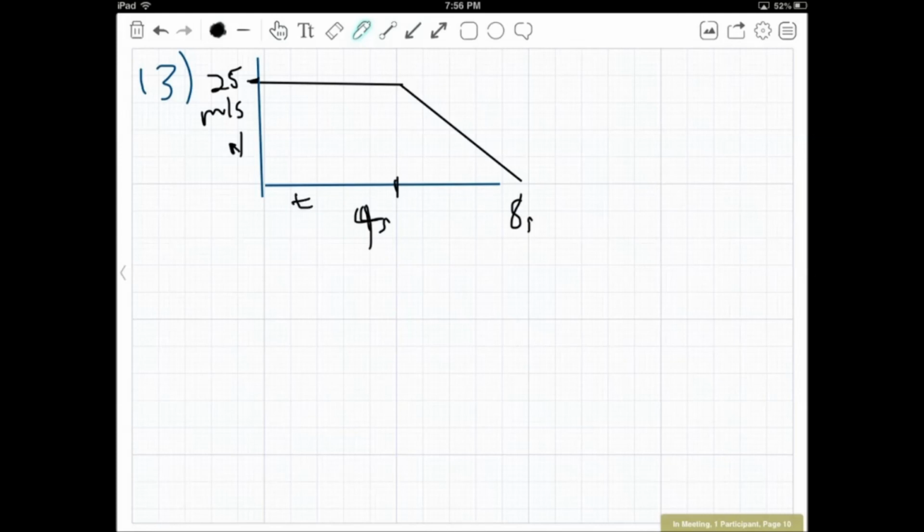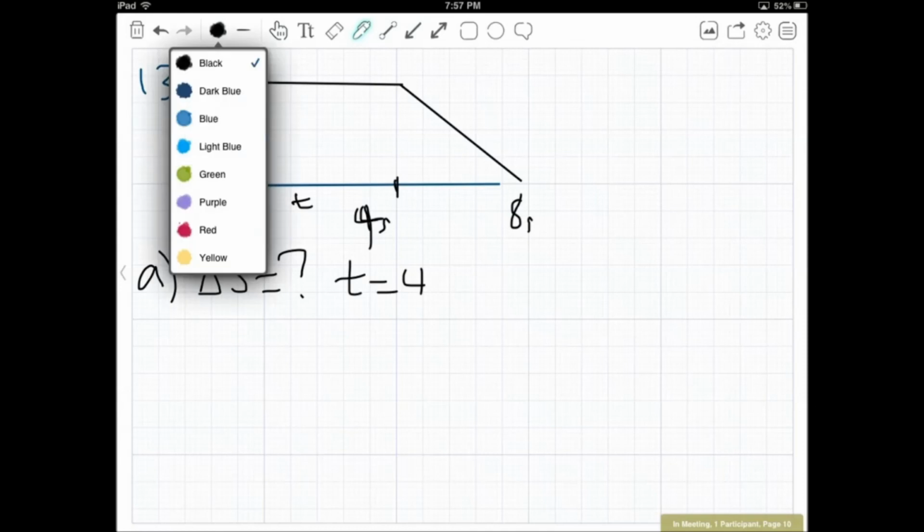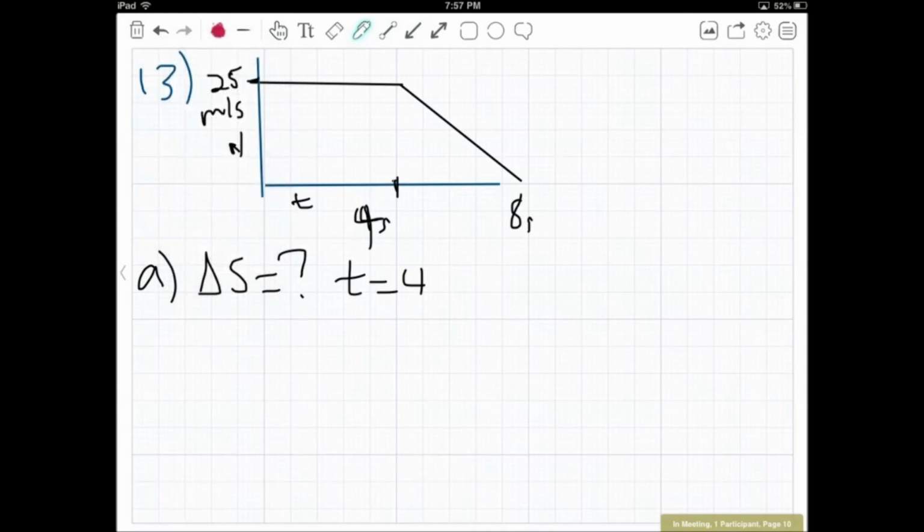So part A says, what is the object's displacement during the first 4 seconds? So we're looking for this at t equals 4. Change in s is displacement. So a lot of you would have gotten stuck on this problem because you forgot about this definition. We said the area underneath the curve of a velocity time graph gives me displacement. So if I find the area of this rectangle, I will get the displacement at 4 seconds.